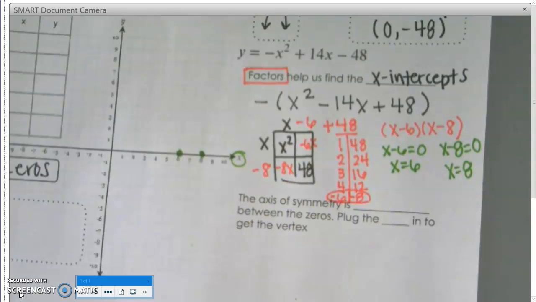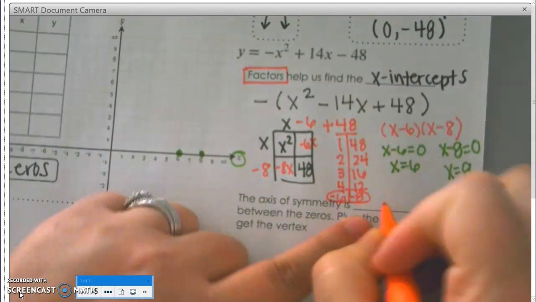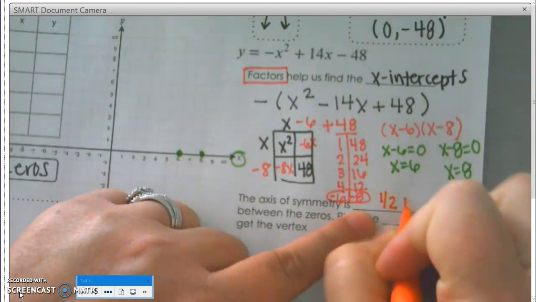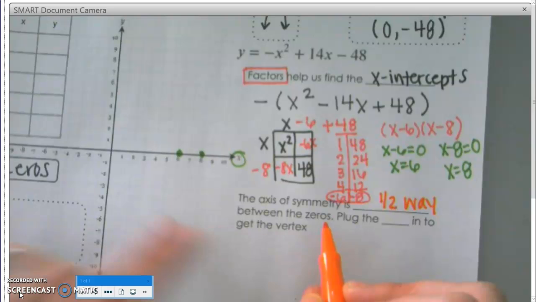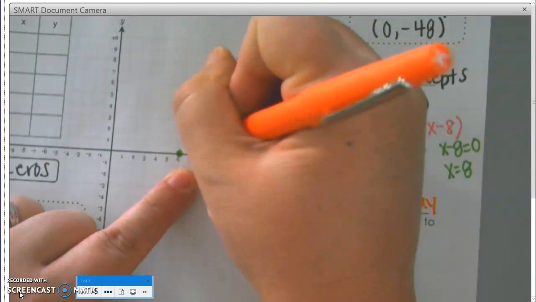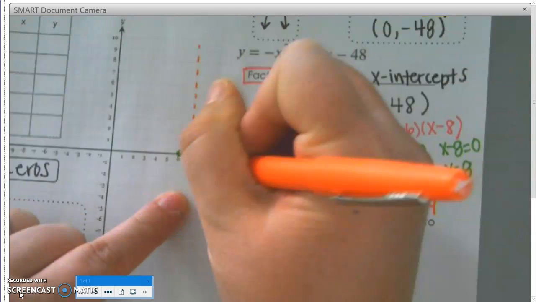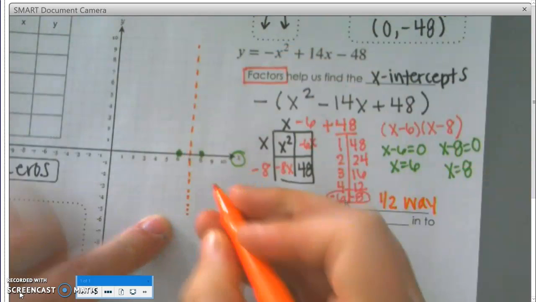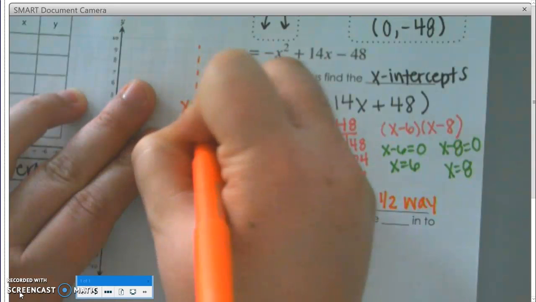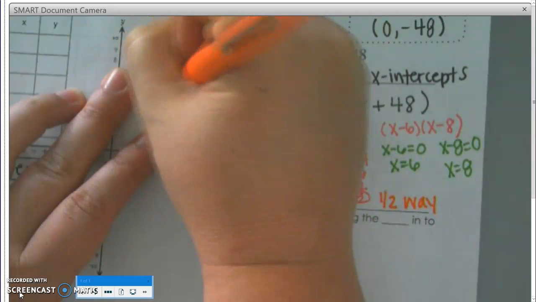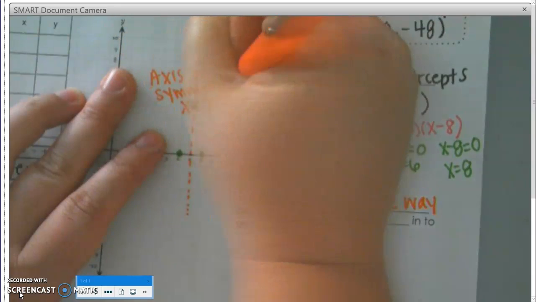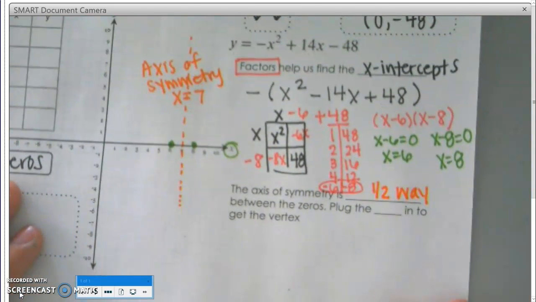All right, now that I know where my x-intercepts are at, I can find my axis of symmetry. My axis of symmetry is halfway between the zeros. So halfway between 6 and 8 is 7. So here's my axis of symmetry. So that's just the x.